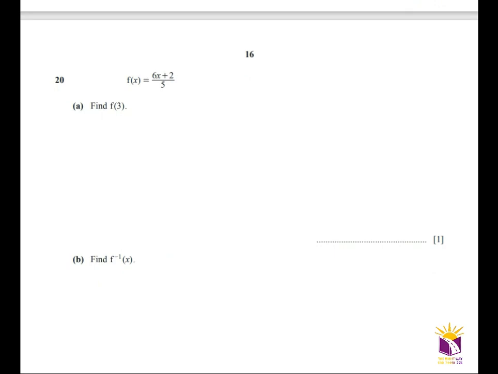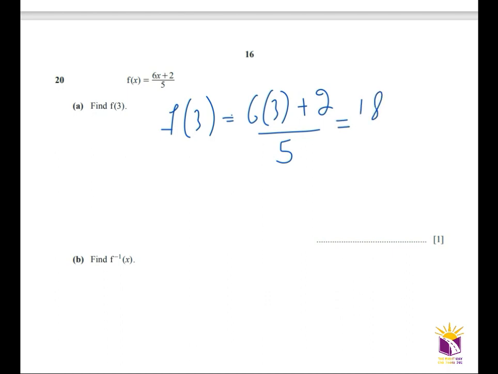Question number 20. f of x is (6x plus 2) divided by 5. Find f of 3. So f of 3 will be equal to (6 times 3 plus 2) divided by 5, which is (18 plus 2) by 5, which is 20 by 5, which is equal to 4.